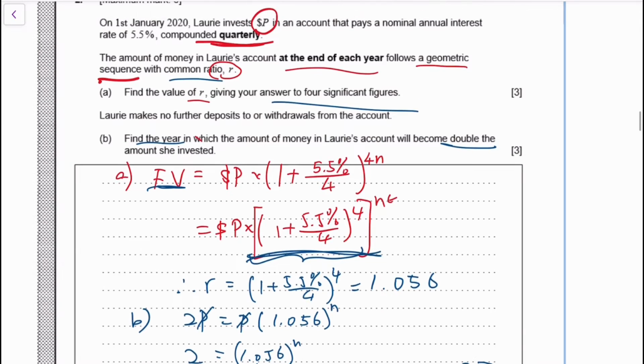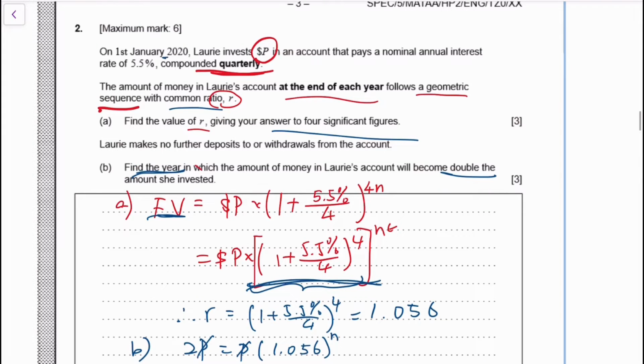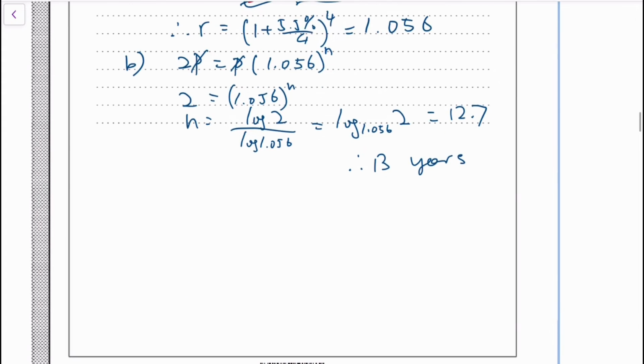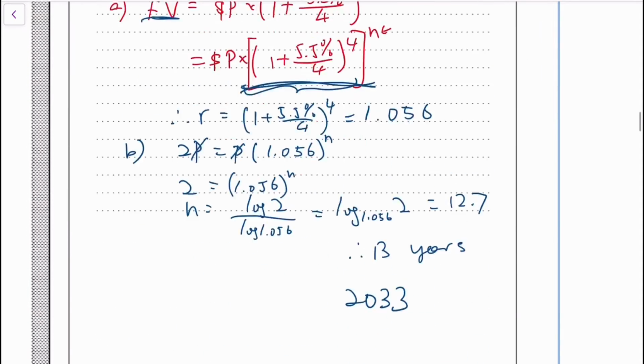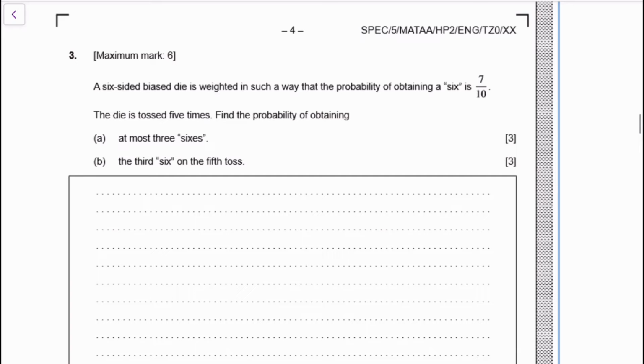Right, find the year that it occurred. It starts with 2020, so after 13 years, that should be 2033. Right? Yeah, probably. Yes, really, so far easy, too easy, for HL Math.